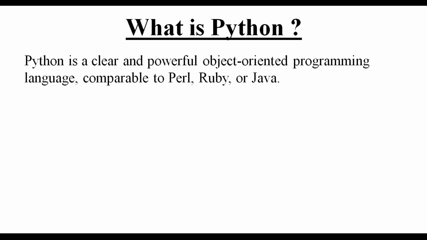Python is a clear and powerful object-oriented programming language. Here, new terms came: object-oriented programming language. What do you mean by object-oriented programming? A programming language that is fully based on objects is known as an object-oriented programming language. Now again one question arises: what is an object?